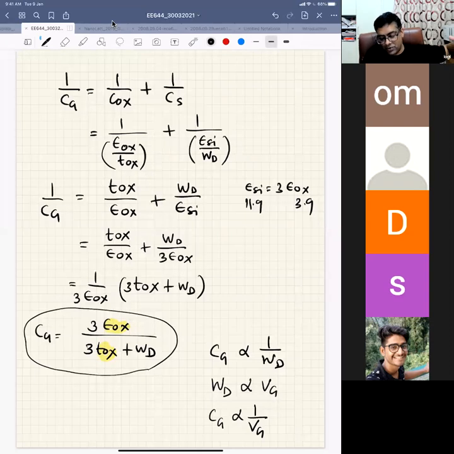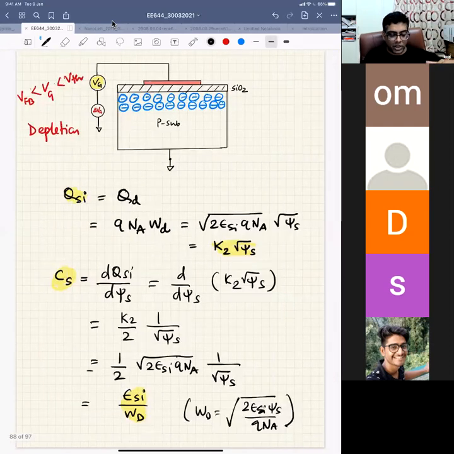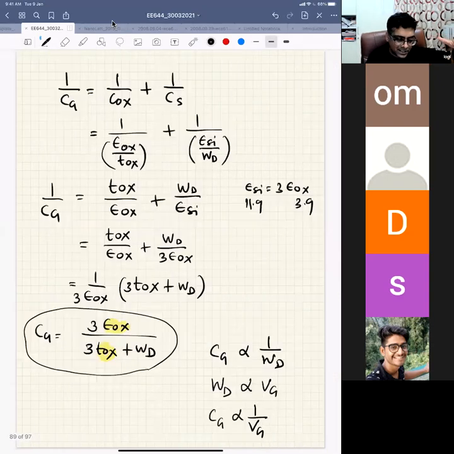So here, if you look at the accumulation, your CG is Cox. Once the transistor enters accumulation, your capacitance is fixed at Cox. But when your transistor is in depletion, somewhere between VFB and VTH, your gate capacitance is inversely related to Vg. So as you go on increasing your Vg, your capacitance will reduce, right? So this is an important part, and we'll come back to this a little bit later.